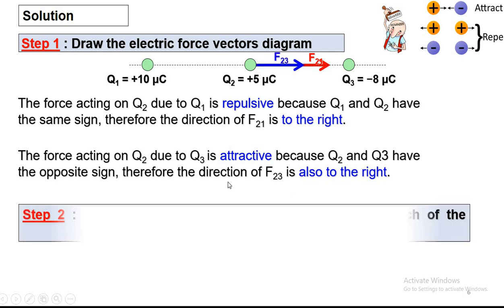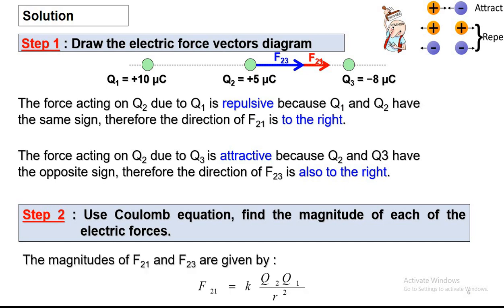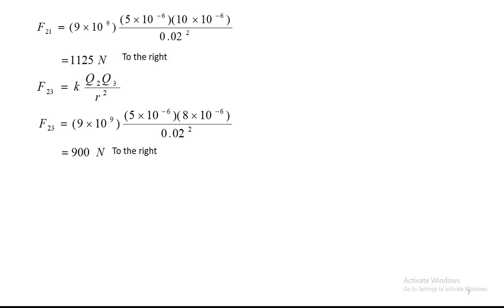Next step. Step 2. By using the Coulomb's law equation, find the magnitude of each electric force. The magnitude of F21 equals k Q2 Q1 divided by R squared. Substitute the values: 9 times 10 to the power 9, multiplied by 5 times 10 to the power negative 6, multiplied by 10 times 10 to the power negative 6, divided by R, 0.02 squared, equals 1125 Newton. This one is to the right.